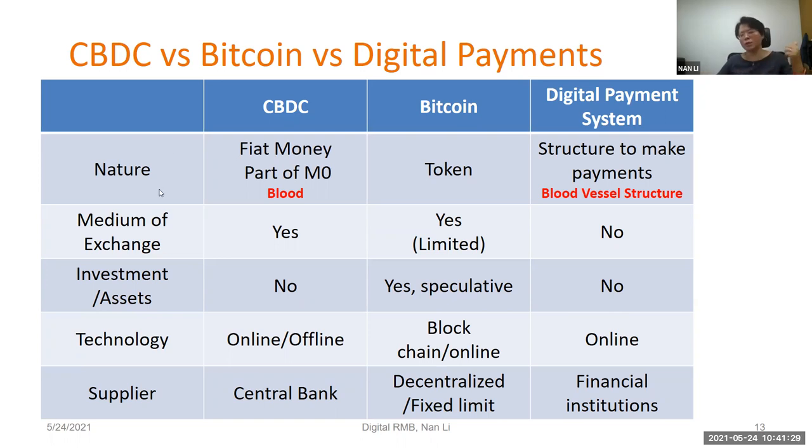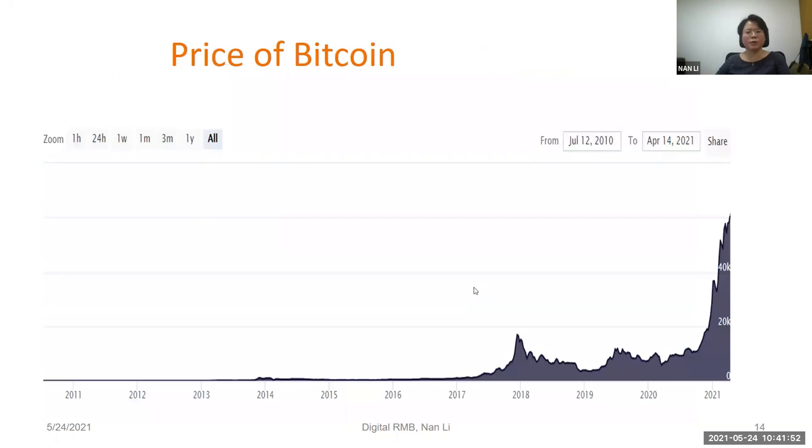in terms of their nature, their function, whether they are an investment or asset, what the technology behind them is, and who the provider of these three things is. From this, we can see that these three things are actually different. Although they have some connections or common features, they are totally different, especially the CBDC and Bitcoin or any other digital currency.